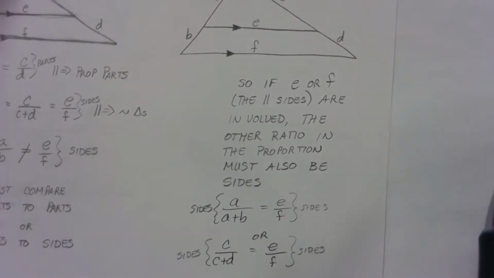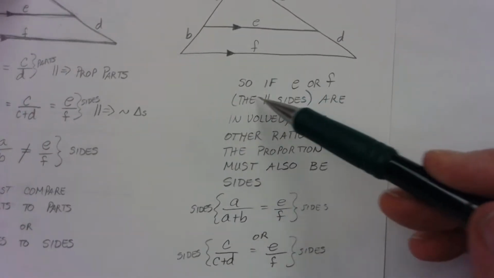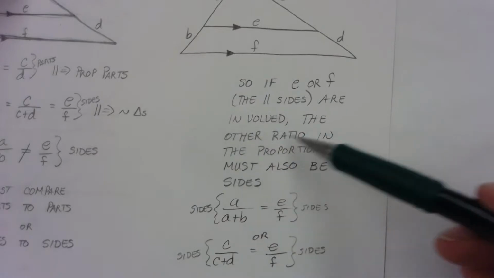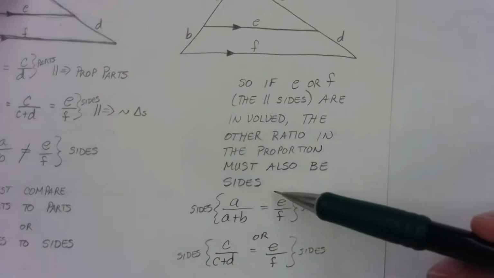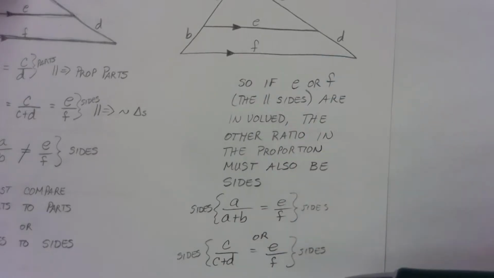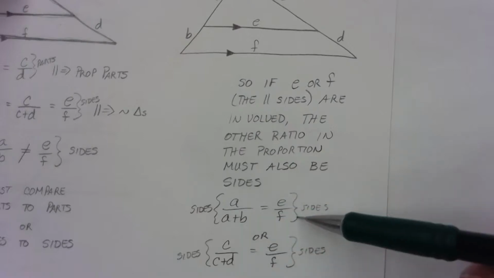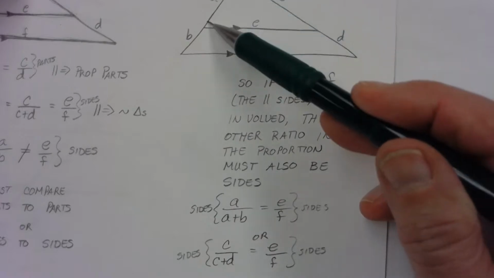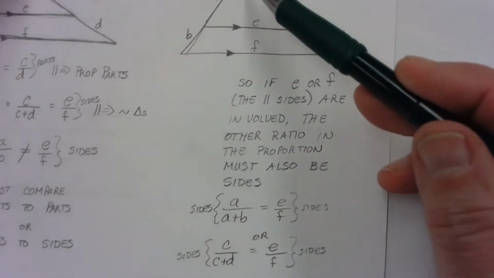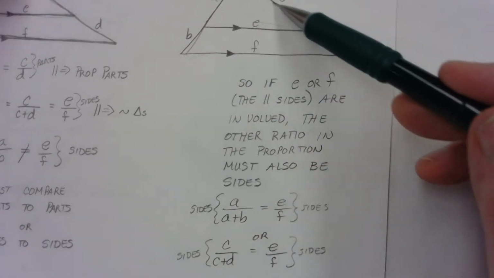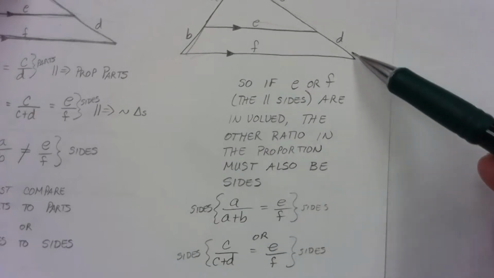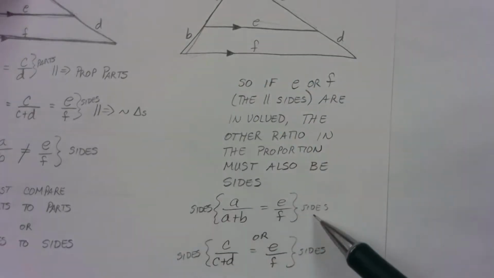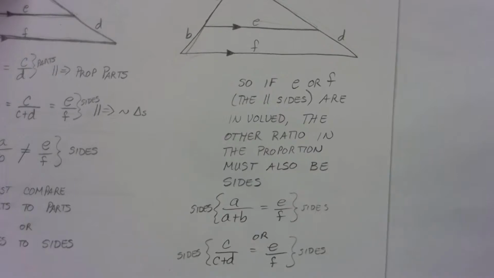So that's what I'm saying right over here. If E or F, the parallel sides, are involved in the other ratio, the proportion must also be sides. So if E and F, which can only be sides, you have to compare them to other sides. So you could compare A is to A plus B as E is to F, or you could say C is to C plus D as E is to F, because that way you're comparing sides to sides in both pieces.